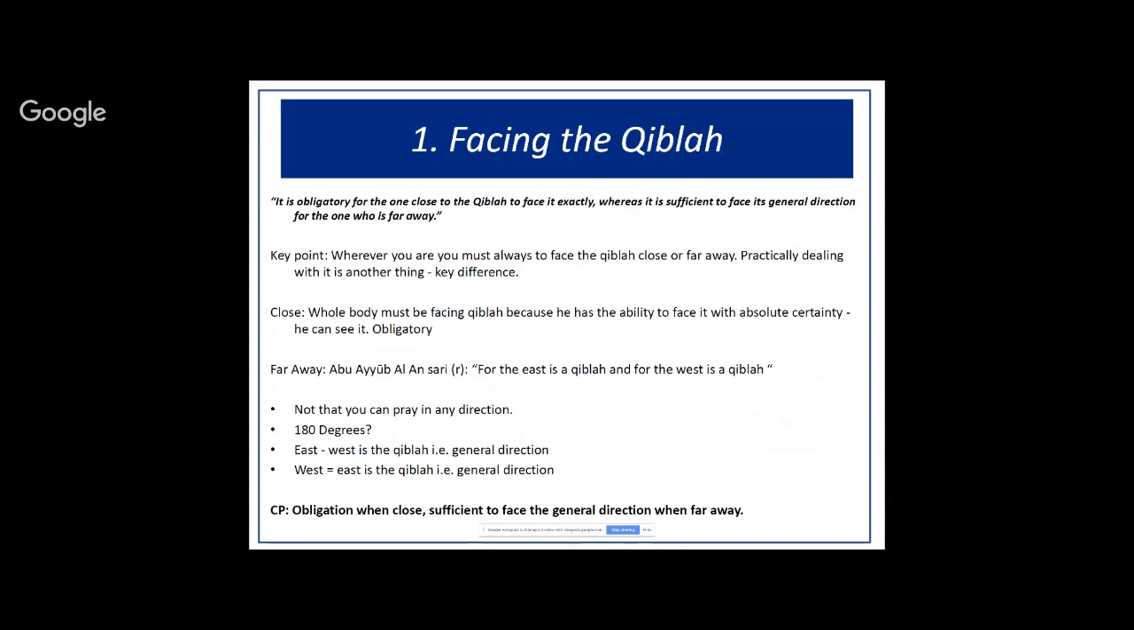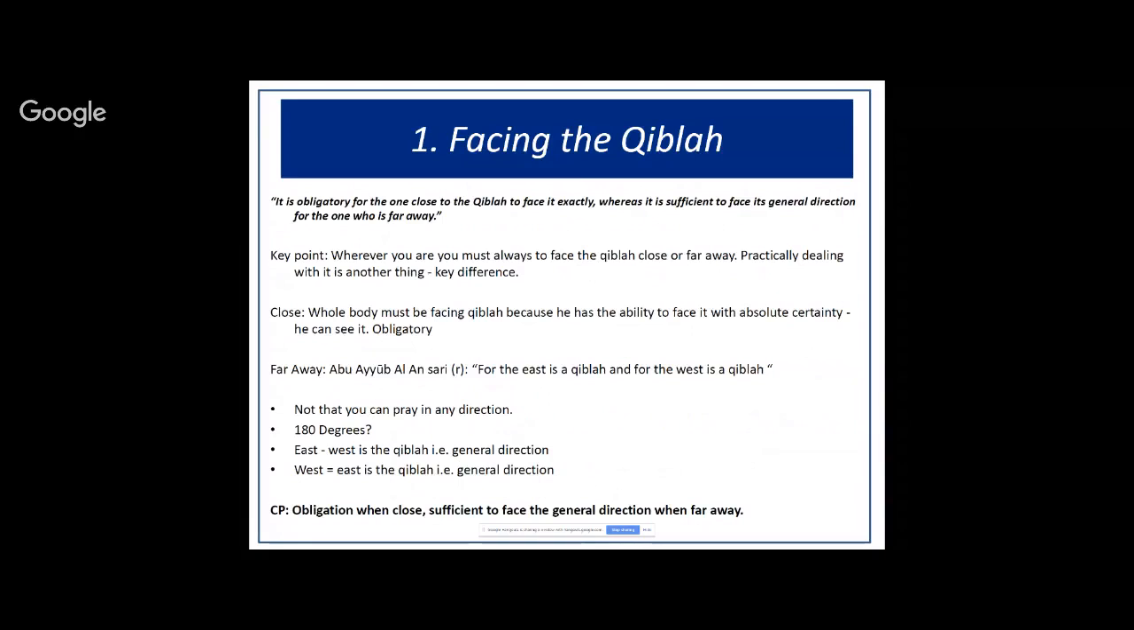The further away you get from the Qibla, the more lax the issue becomes, because it's harder for us to face the Qibla directly, exactly. In Sharia, as things become more difficult, the matter becomes easier for us. That's where this differentiation comes from: directly in front of the Kaaba, it's obligatory to face it exactly, and being further away, it is sufficient to just face in its general direction.